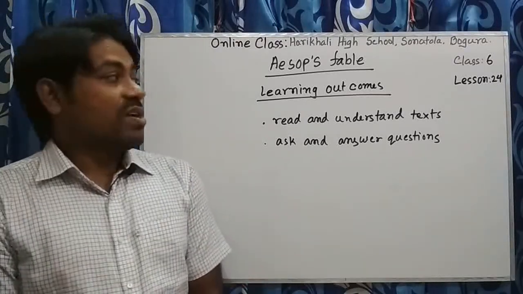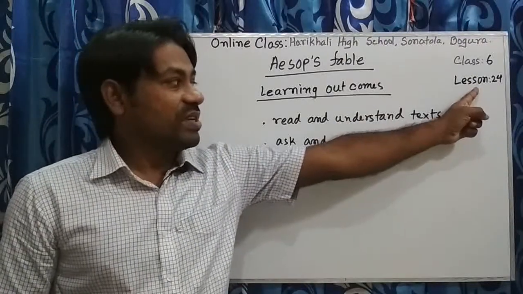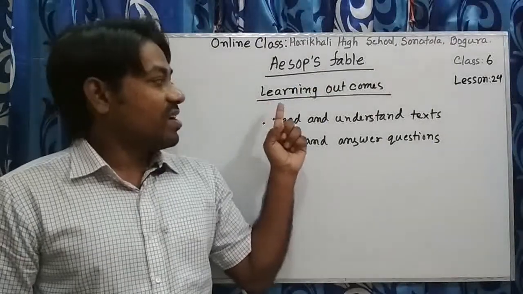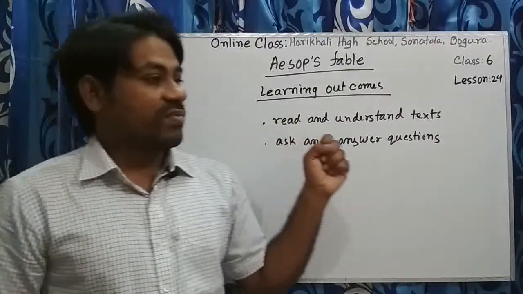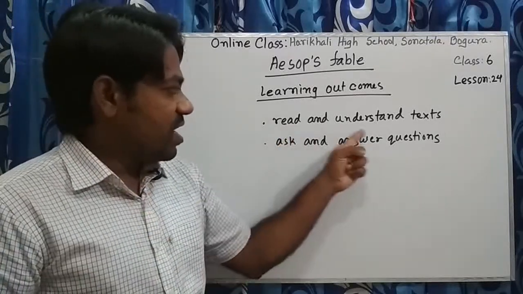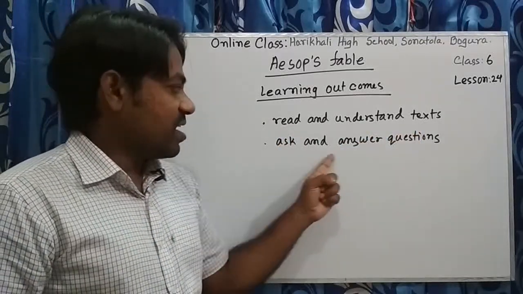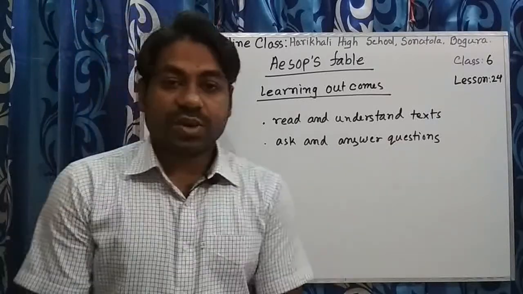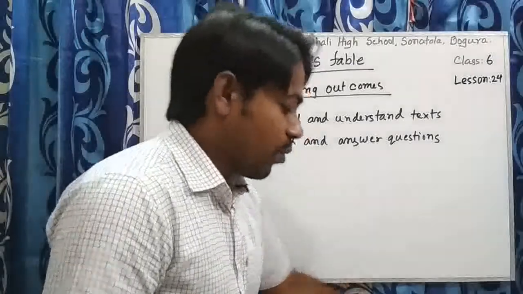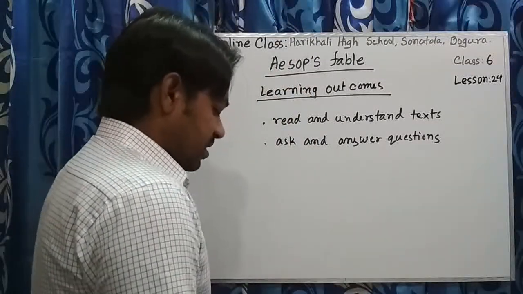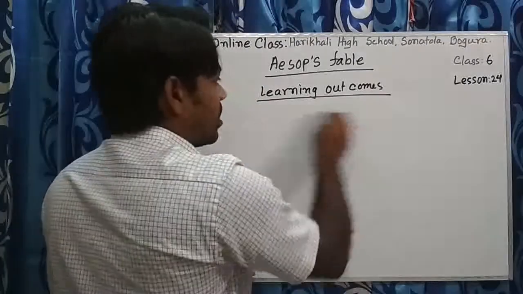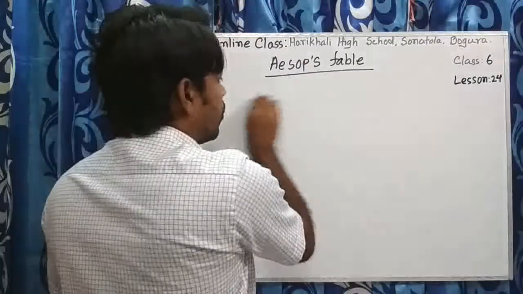It's a class for class 6, lesson 24, Aesop's Fable. After going through this text, you will be able to read and understand texts, ask and answer questions. So, to enjoy the class, stay tuned. Now, I am erasing the board, and at the very beginning of our class, we will learn some important vocabularies.